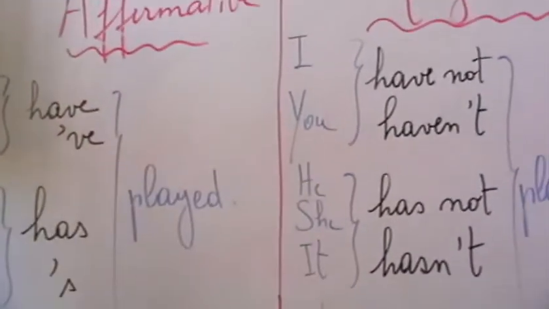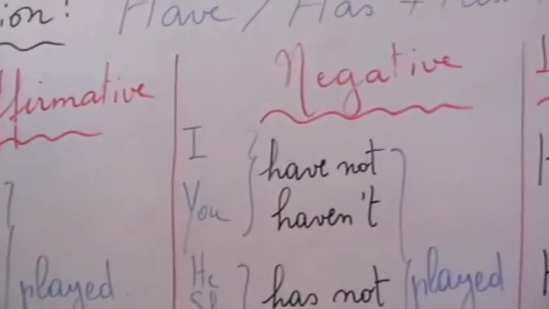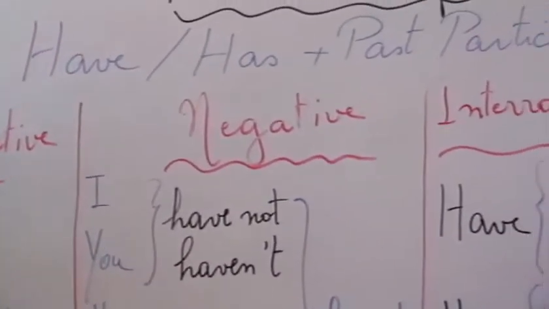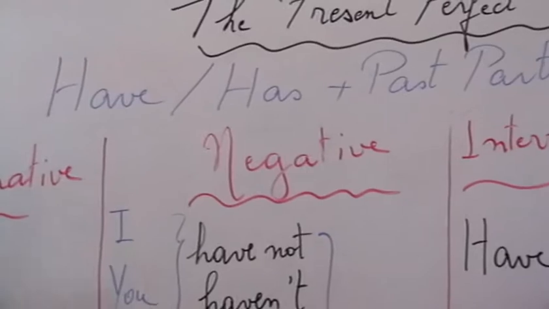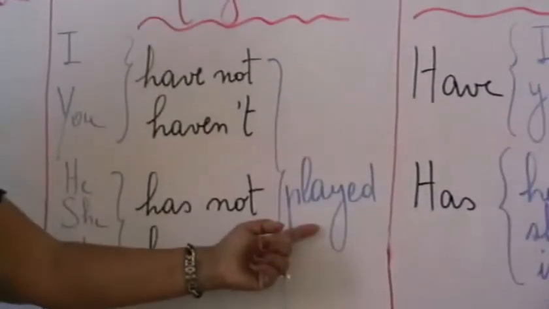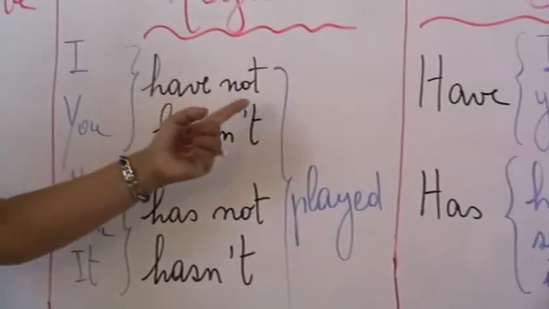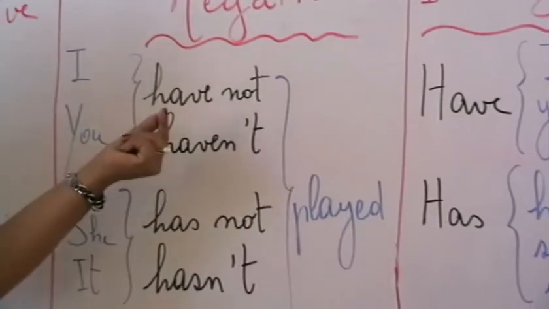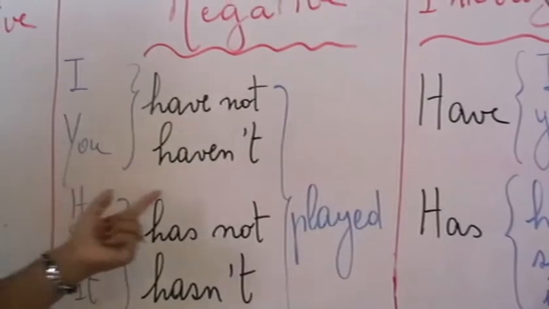Now, what about the negative? The negative is very easy. We don't need anything from outside because here we have the auxiliary. So we just put not between auxiliary and the past participle. So, I have not played. The short form for have not is haven't.